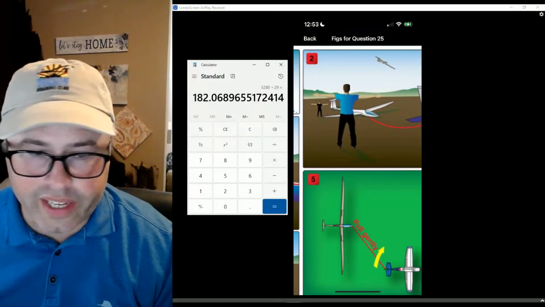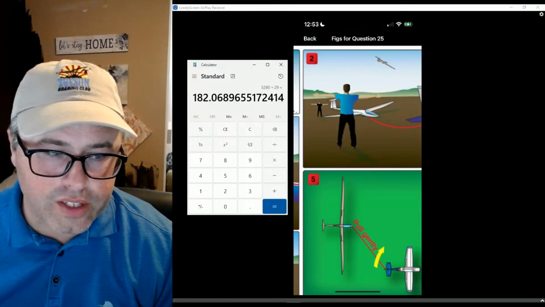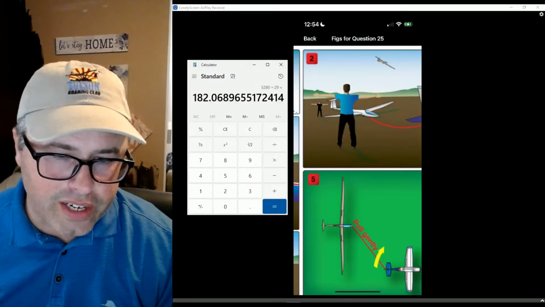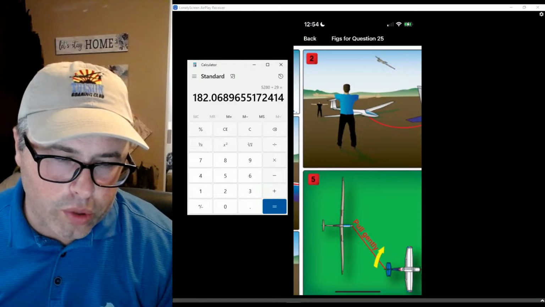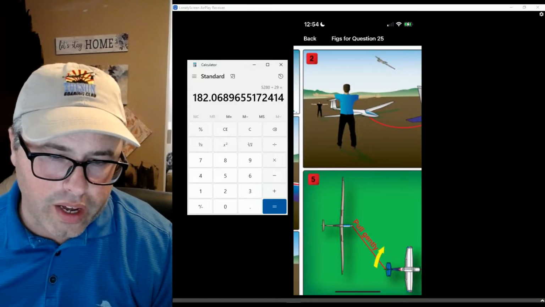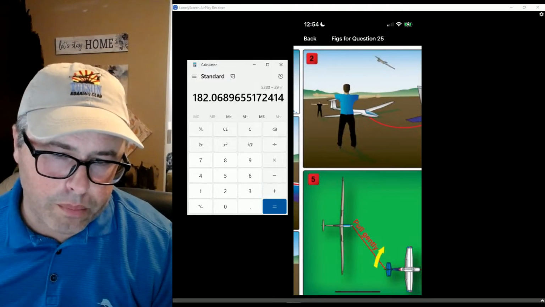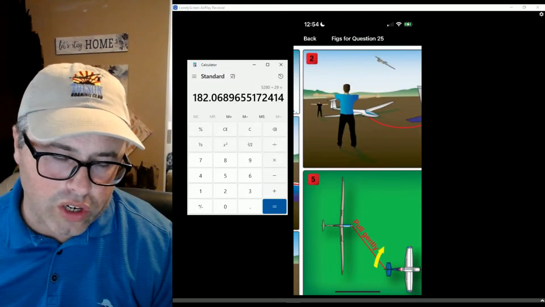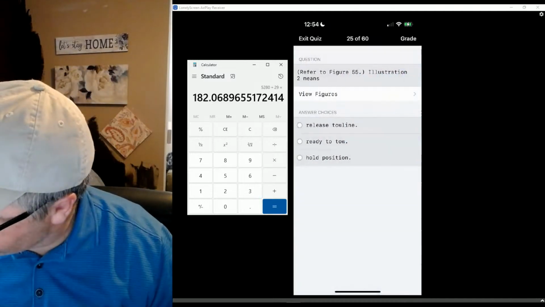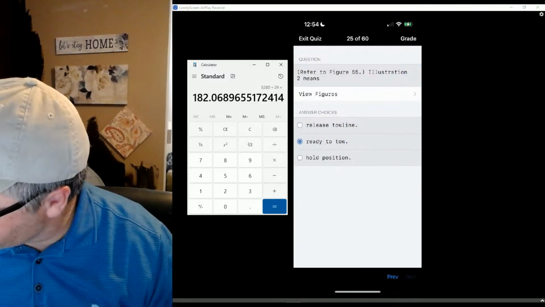Number 2 is ready, and it's showing the wings of the glider, and they're horizontal. Normally you can see even in the picture there, you've got one wing on the ground. Well, he's not ready. But if the wings are level, then you are ready. So it's saying ready to tow.